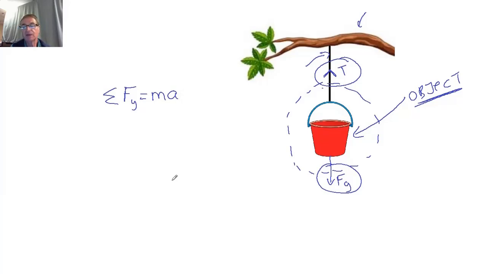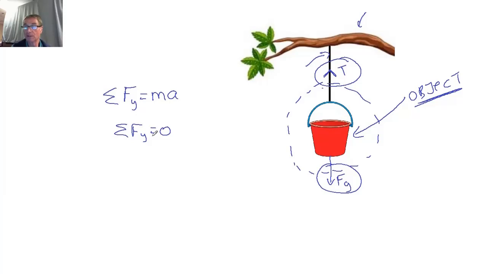Well, is our bucket accelerating? No, it's not moving. It's motionless. It's hanging from the tree branch. So the acceleration in this case is going to be 0. So the sum of the forces in the y dimension equals 0.